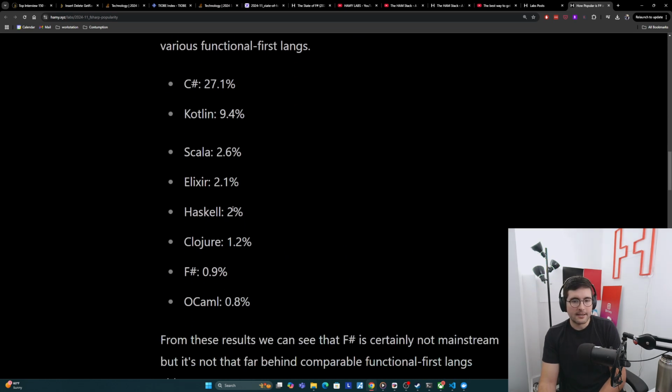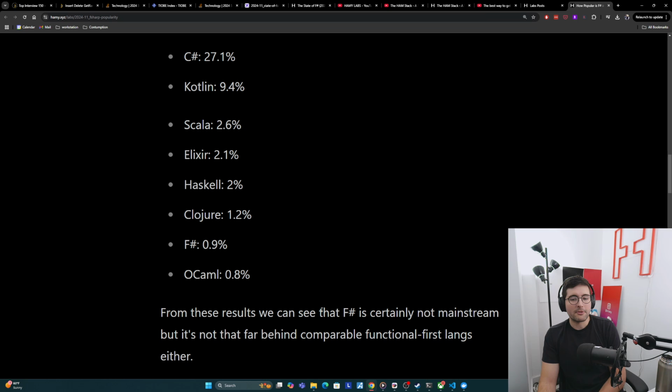I've got all the data here in a little list if you want to look at it. And so yeah, the takeaway from this is that F# is not mainstream, but it's really not far behind comparable functional first languages either.